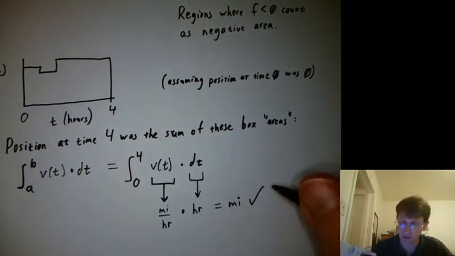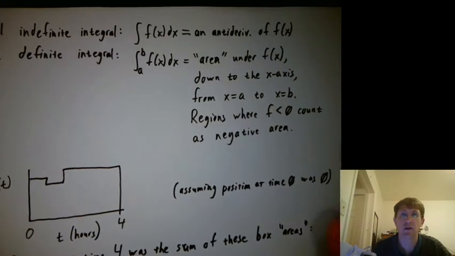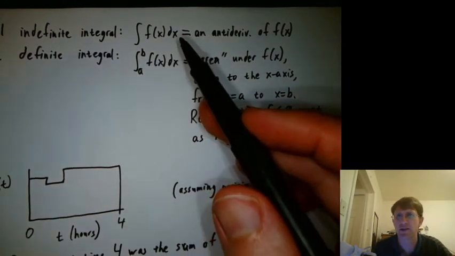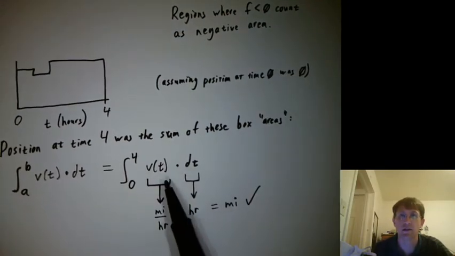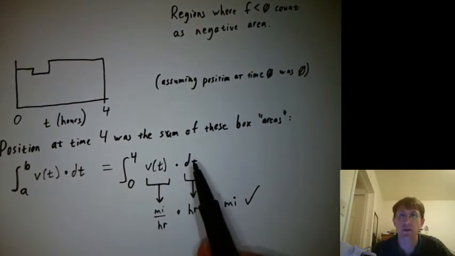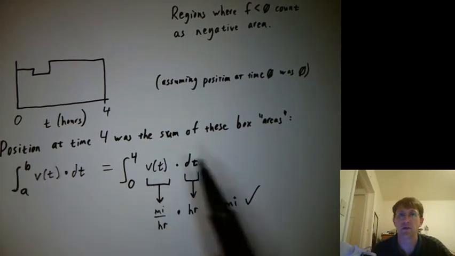So earlier, when we were talking about the integral of f of x dx, we said, what is dx? And I said, it really is a multiplication. And that's showing up here, too. If that wasn't there, we wouldn't get the right units for total position.